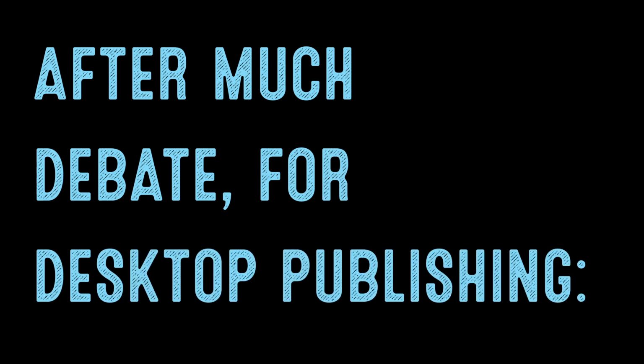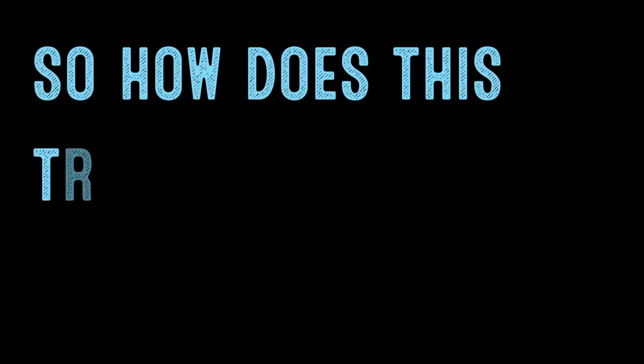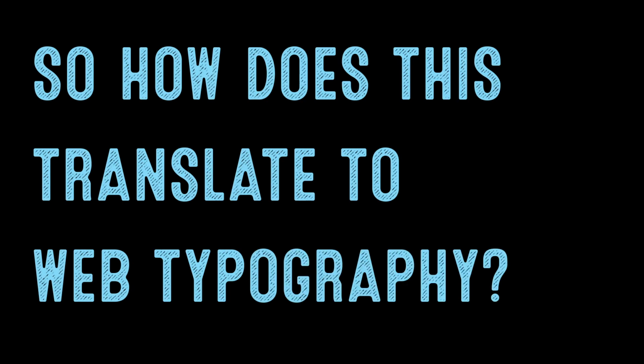After much debate, for desktop publishing, 1 pica equals 1/6 of the British American inch, and that equals 4.233 millimeters. 1 point equals 1/12 of a pica, which equals 1/72 of an inch, which equals 0.3527 millimeters. So how does this translate to web typography?